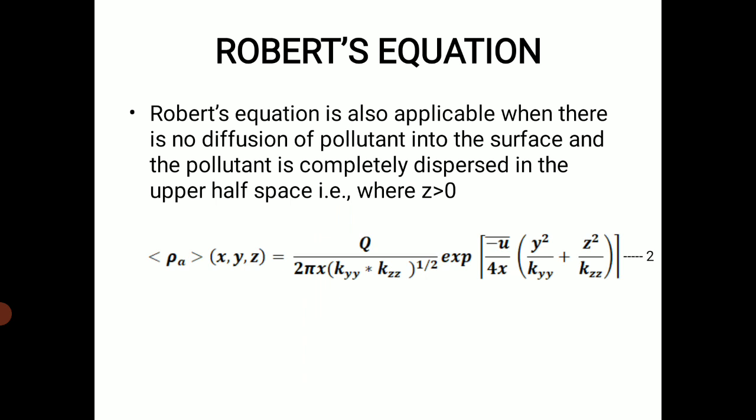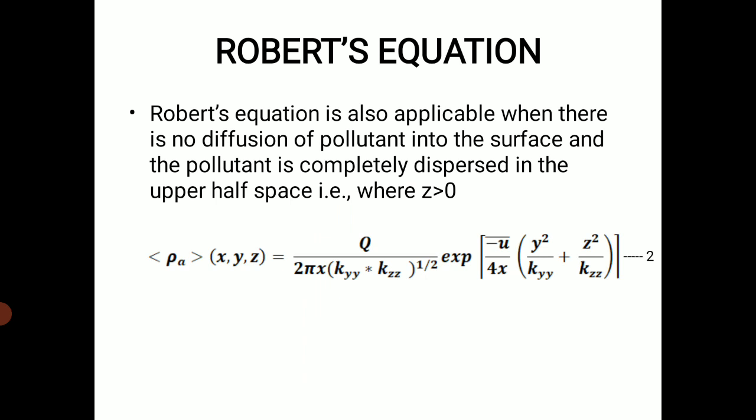And Robert's equation is also applicable when there is no diffusion of pollutant into the surface and the pollutant is completely dispersed in the upper half space, that is, when Z is greater than 0. Okay, so when the Z coordinate is greater than 0 and when there is no diffusion onto the surface, use the formula rho is equal to q divided by 2 pi x into kyy into kzz, the whole raised to 1 by 2, into e raised to minus u bar divided by 4x into y square divided by kyy plus z square divided by kzz.